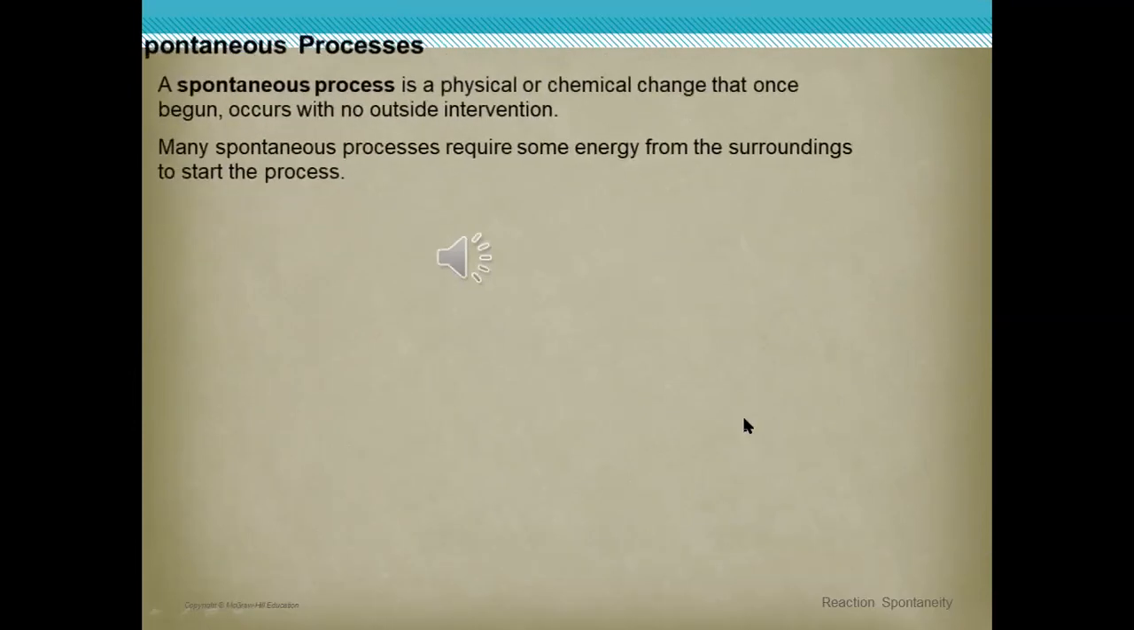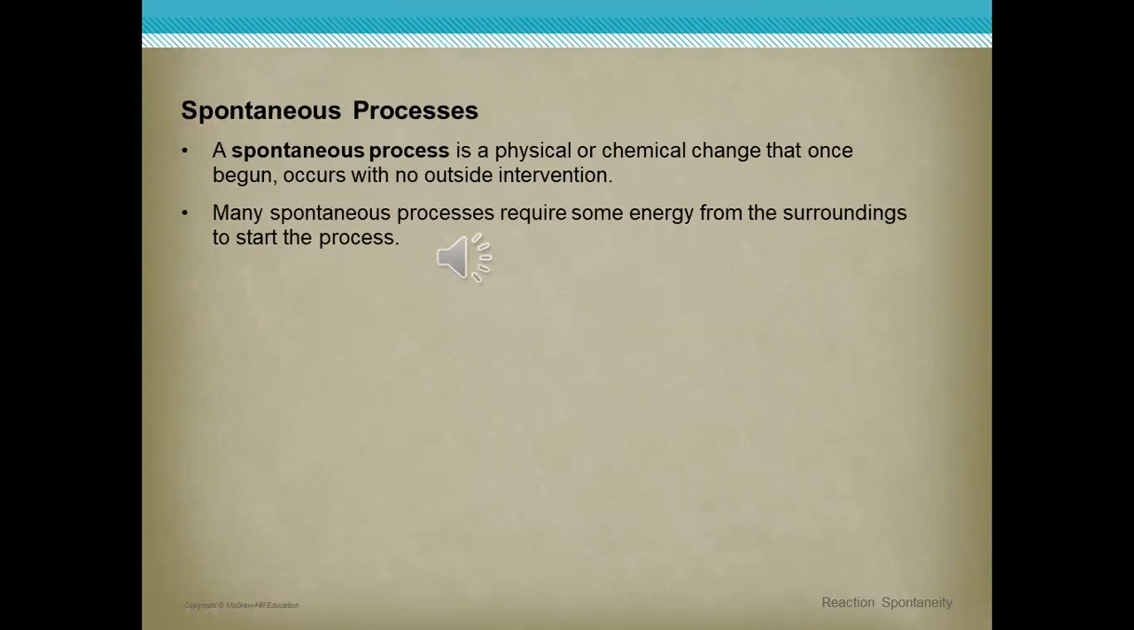Now we are going to enter into spontaneous processes. What is meant by a spontaneous process? Listen, please. A spontaneous process is a physical or chemical change that, once begun, occurs with no outside intervention. So who can read the meaning of spontaneous processes?